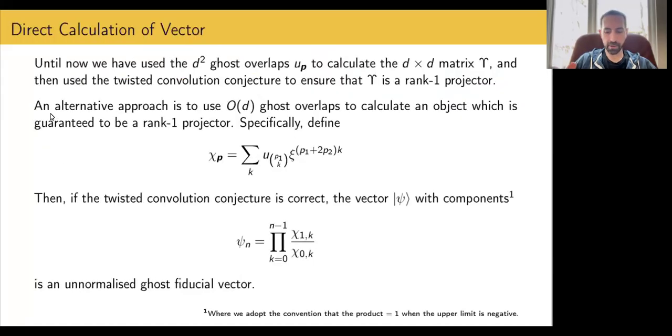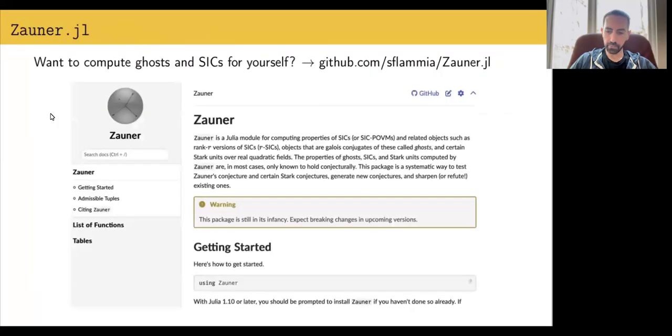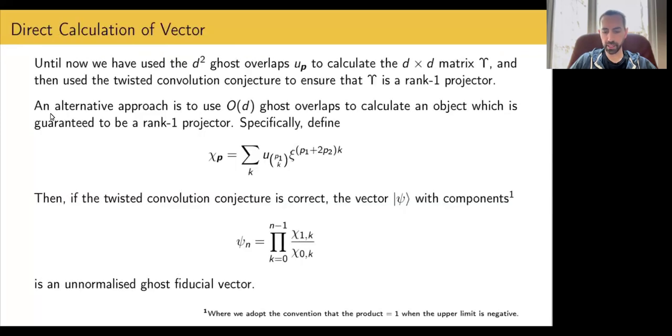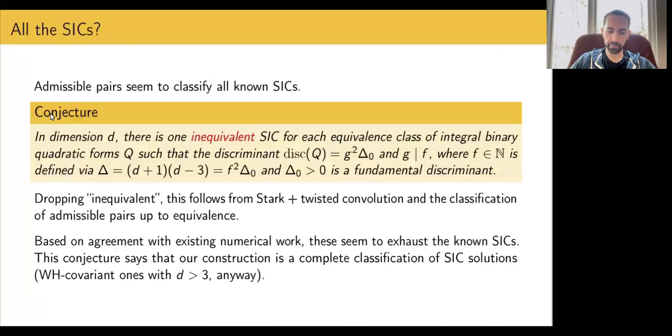Okay, that's all I want to say about necromancy. I'm going to skip this slide. There's a more efficient procedure that we can use to get directly at the vector that uses a calculation of fewer overlaps. And also it gives us something that's manifestly rank 1.